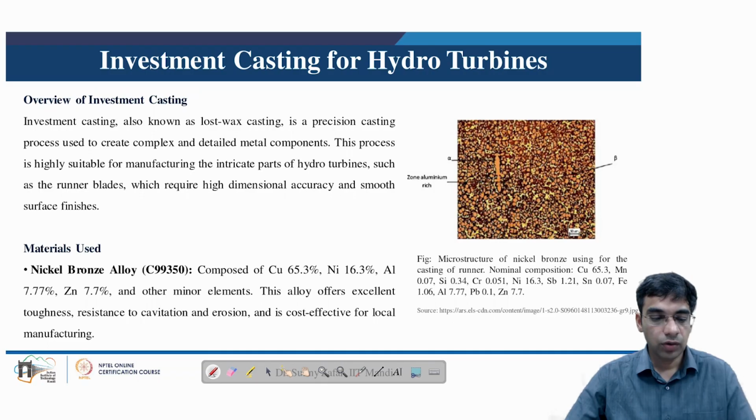Materials which are commonly used here include nickel bronze alloy. This is C99350 alloy composed of around 65% copper, 16% nickel, 7% aluminium and 7% zinc along with other minor elements. This alloy offers excellent toughness, resistance to cavitation and erosion, and is cost effective for local manufacturing. Here we can see the typical microstructure of nickel bronze alloy used for casting a runner, where we can see the aluminium rich zones in the microstructure.